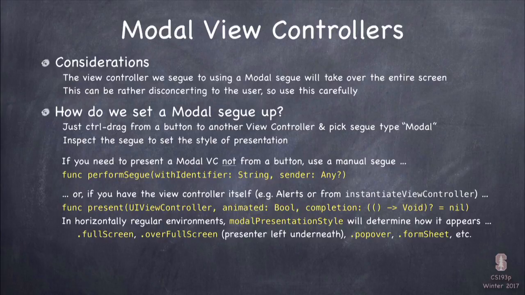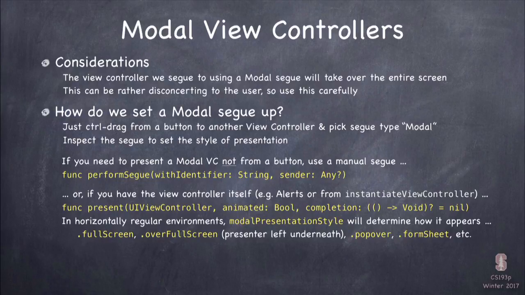Now, when you are causing this modal thing to appear, it can actually appear in different forms. One way is it can cover the entire screen, which you're going to always see in trait collections where it's horizontally compact. So that's like iPhone, or master maybe of an iPad. In a horizontally compact environment, it's going to cover up the whole space. But in other places, you might want it to appear as a popover. Or you might even want it to appear as kind of a form sheet, smaller than the huge iPad screen.